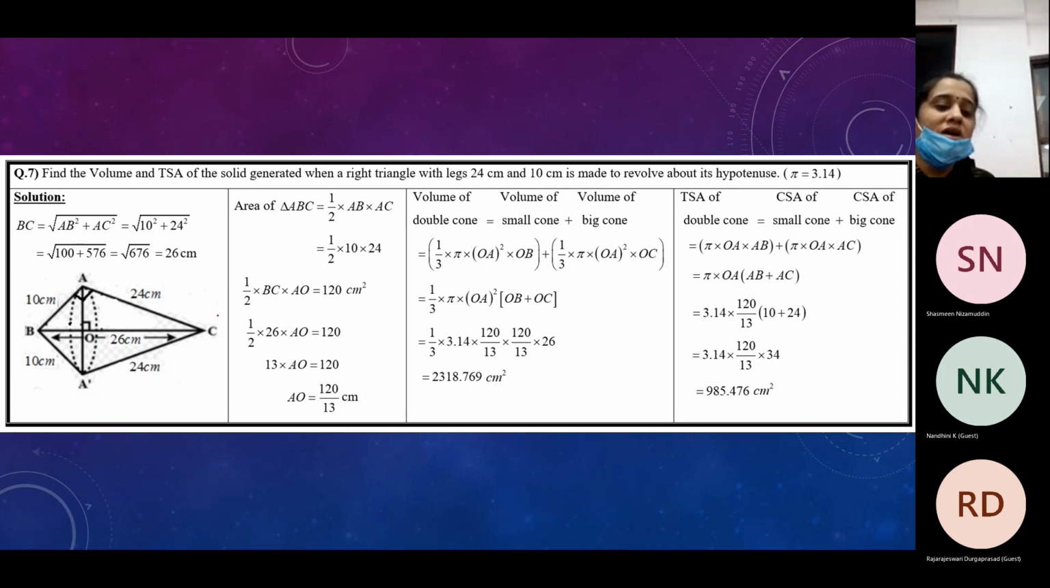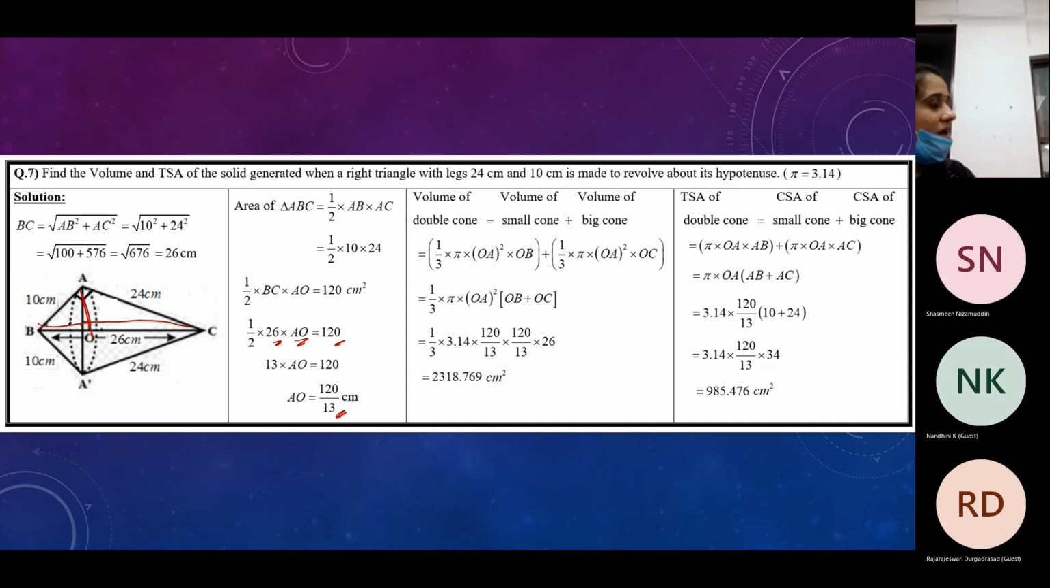So half into base BC, which is 26, into height AO is equal to 120. When you work this, you find AO is equal to 120 by 13. And what is AO? That's the common radius of the two cones. We found the radius, finished.